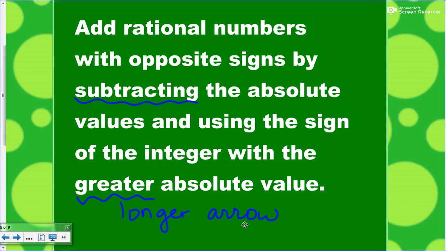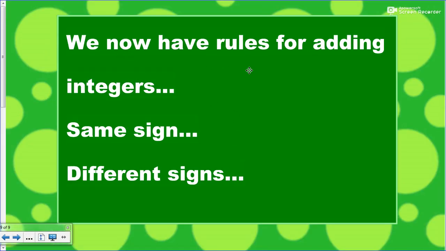We're going to do a lot of practice with this, I promise. But at this point, we are finished with note-taking. We now have rules for adding integers with the same sign. We're just going to add those absolute values. The sign carries through. And we have rules for different signs. We're going to subtract those absolute values. And the one farther away from 0 carries the sign of the answer. We're going to work with these a lot.